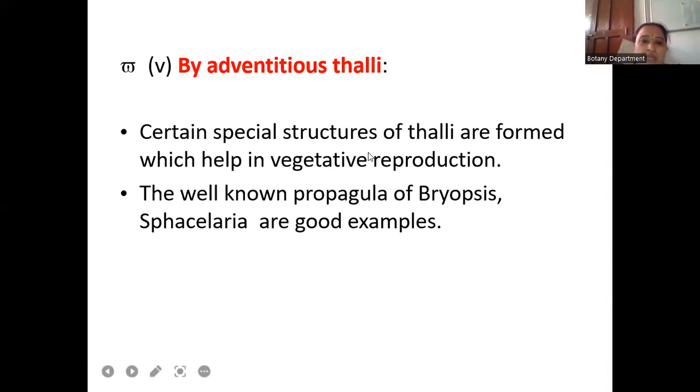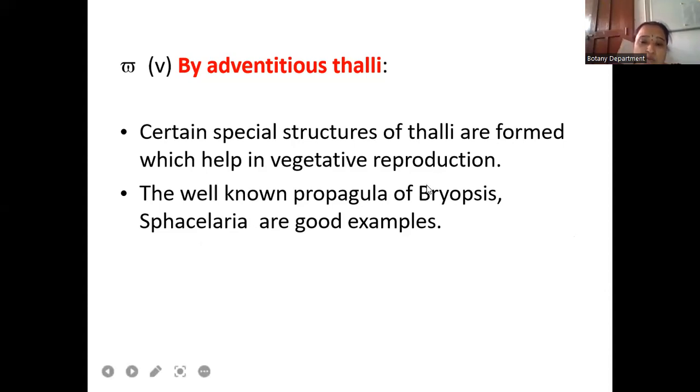Next, another vegetative reproduction: adventitious type, or adventitious thallus. In this one, the adventitious thallus is a very special structure of the thallus. These adventitious thalli are formed to help in vegetative reproduction. Well known are the propagula of Bryopsis. Bryopsis and Flagellated are very good examples of adventitious thalli, not adventitious roots. This one is the adventitious thalli.